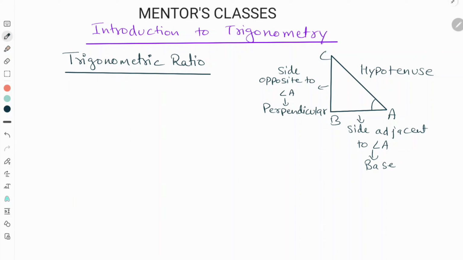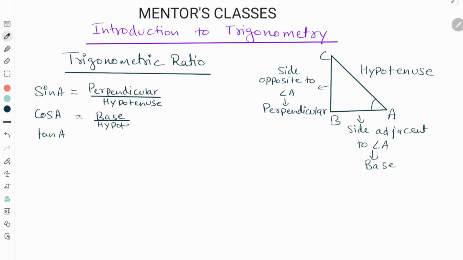In trigonometric ratio, first we will see sine of angle A, then cos of angle A and tan of angle A. So sine of angle A is perpendicular divided by hypotenuse. Cos is base divided by hypotenuse, and tan A is perpendicular divided by base.